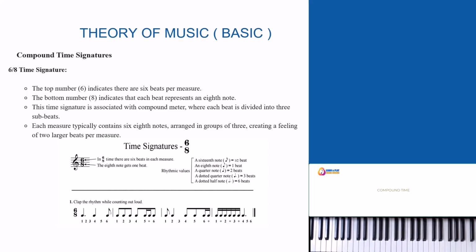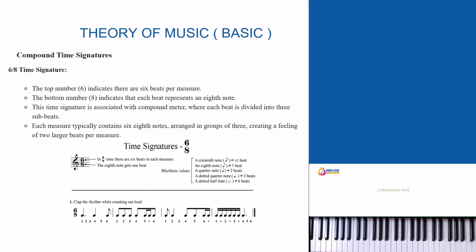Slide number 39. Compound time signatures. Why is it called compound time signatures? As we learned, 2 by 4 and 4 by 4 are divisible. But 9 by 8, 6 by 8, 3 by 4 are not simple times. They are all compound because you can't divide them, but you can group them like 1, 2, 3, 1, 2, 3, 1, 2, 3 like that.